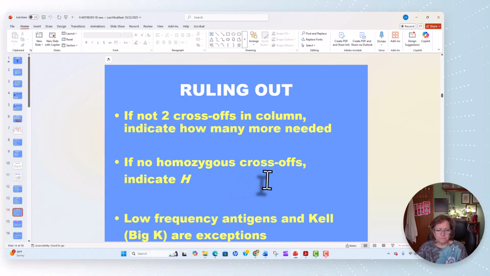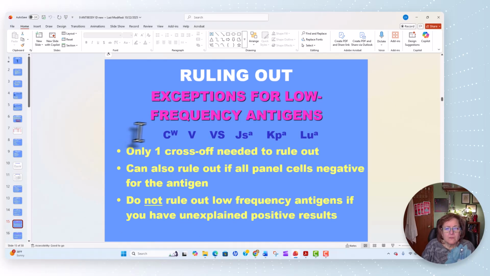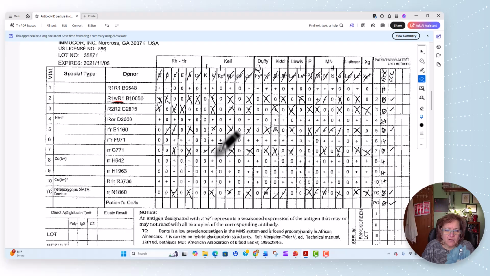So let's look at ruling out. If we do not have 2 cross-offs in a column, we need to indicate how many more are needed. This is what I just did. If no homozygous cross-offs, we have to indicate H. Low-frequency antigens, such as big Kel, are exceptions, which we talked about. For these, only 1 cross-off is needed to rule it out. You can also rule it out if all the panel cells are negative. Do not rule out low-frequency antigens if you have an unexplained positive result. That is this guy right here. We have an unexplained positive. It was in a positive cell, so we cannot rule it out.